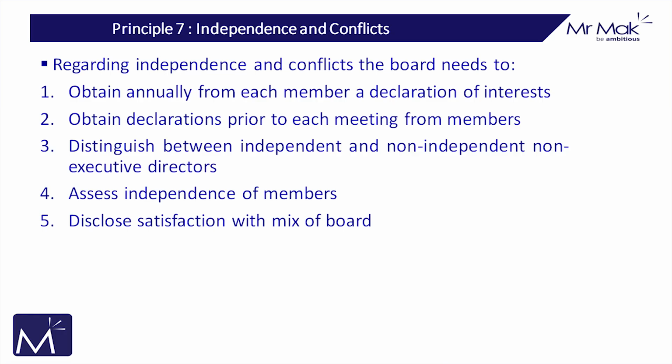Principle 7 talks to independence and conflicts. And it says, regarding the independence and conflicts, the board needs to obtain annually from each member a declaration of all interests and related parties. It must also obtain declarations from each member prior to any meeting of the board or its committees of any conflict of interest, and it has to proactively manage them.